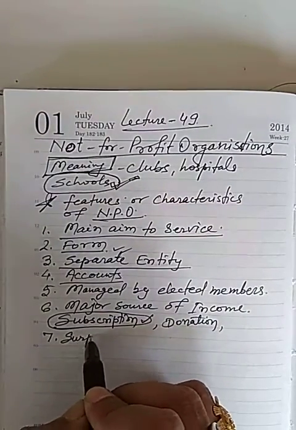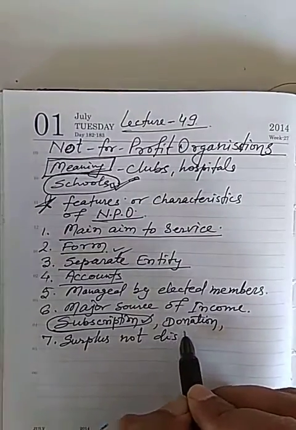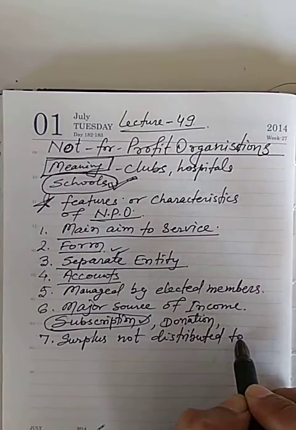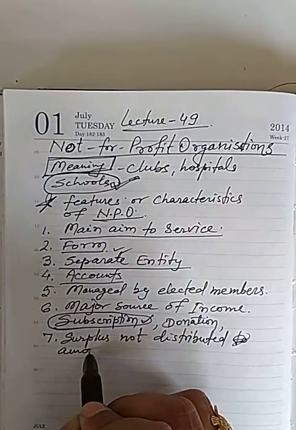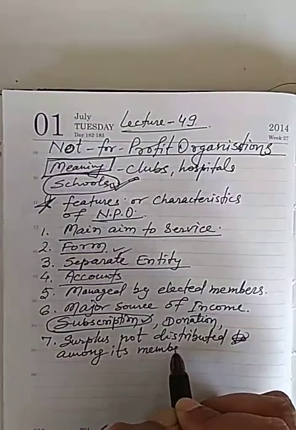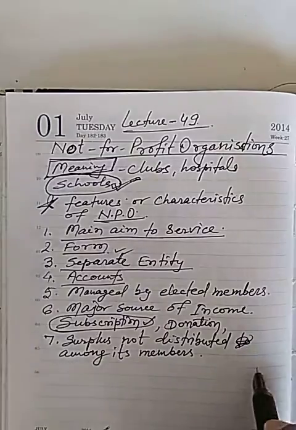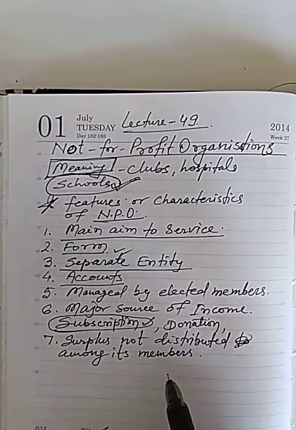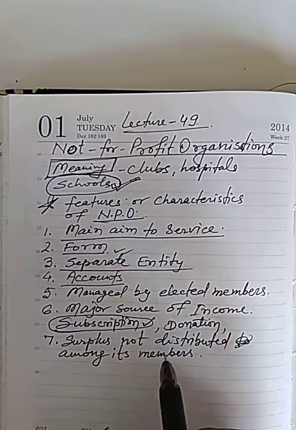Next point is surplus not distributed among its members. Current year surplus in the form of excess of income over expenditure is not distributed amongst its members. It is added to capital fund.